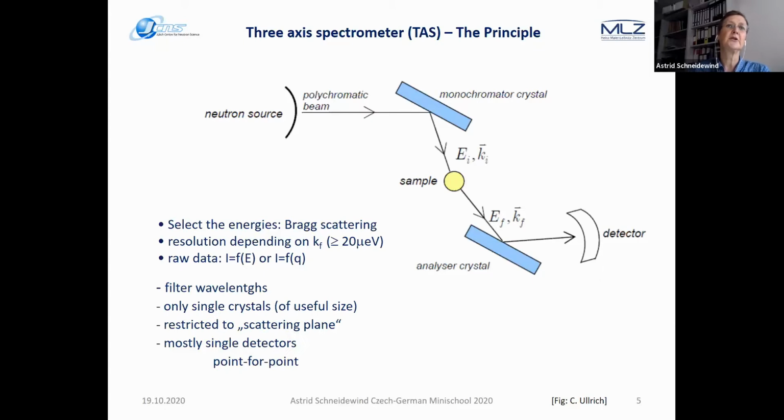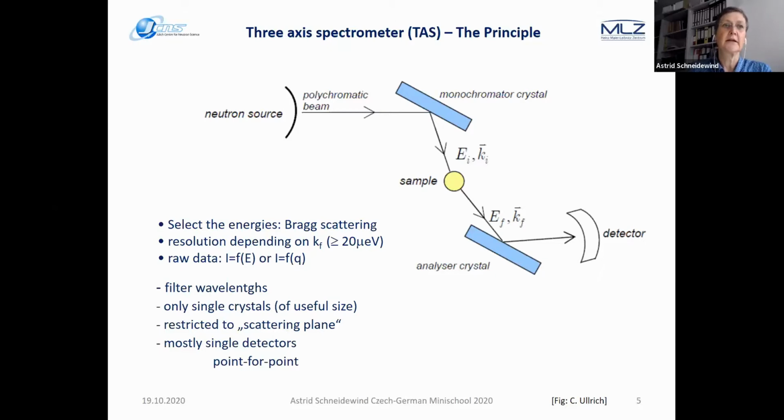The disadvantages are that you have this point-to-point measurement. You have filtered wavelengths, which again give you a loss of used neutrons. It's dedicated mainly for single crystals, which need to have a useful size, and you are restricted to a so-called scattering plane. That means you can measure in 2 Q directions, but the third one will be lost in a single measurement.